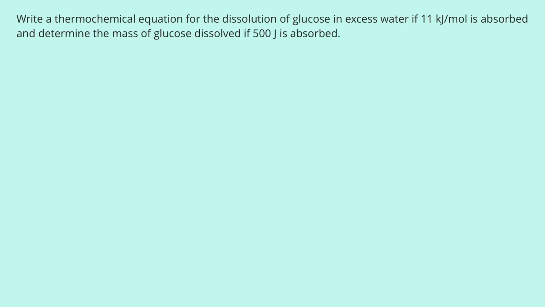Okay, so we're going to write a chemical equation for the dissolution of glucose. We're given that 11 kilojoules per mole is absorbed, and we need to determine the mass of glucose dissolved if 500 joules is absorbed in total.